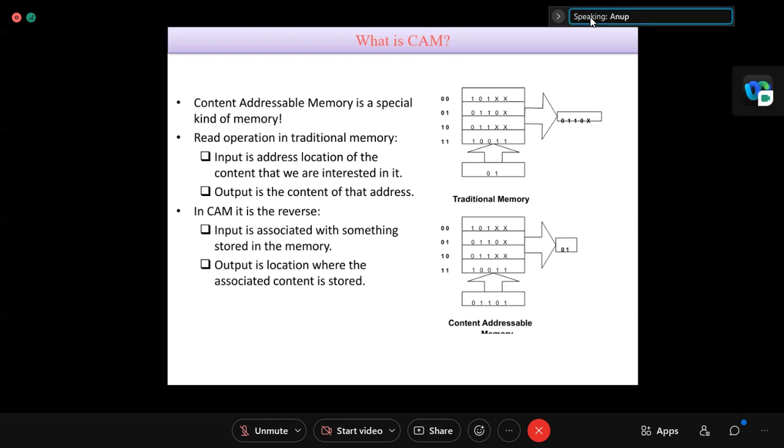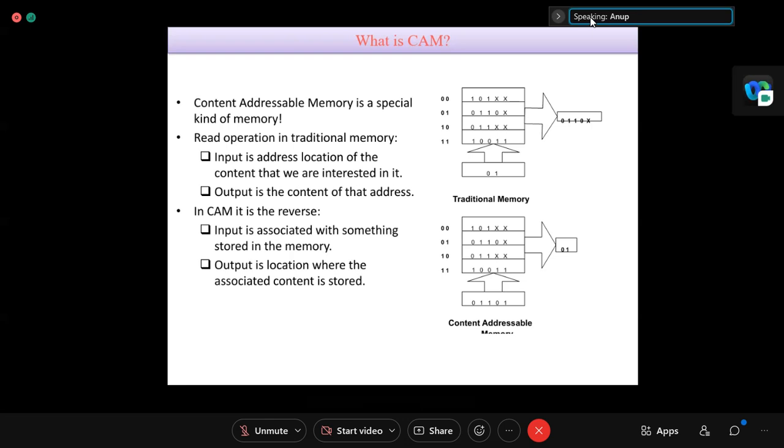So if I give solid state device, it will point out one location. In CAM, we give solid state device, or Streetman Banerjee, or the author's name. Then it will compare, and as per the comparison result, it will give some data. That's why on the right side you see we are comparing data 0, 1, and then it is producing one address.